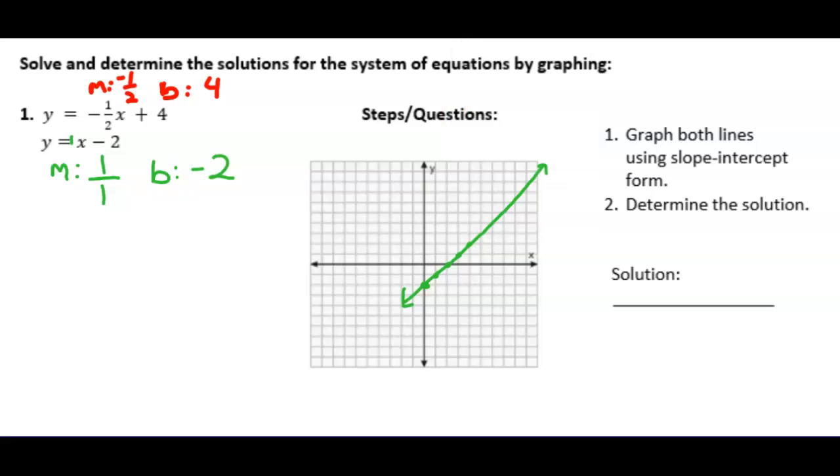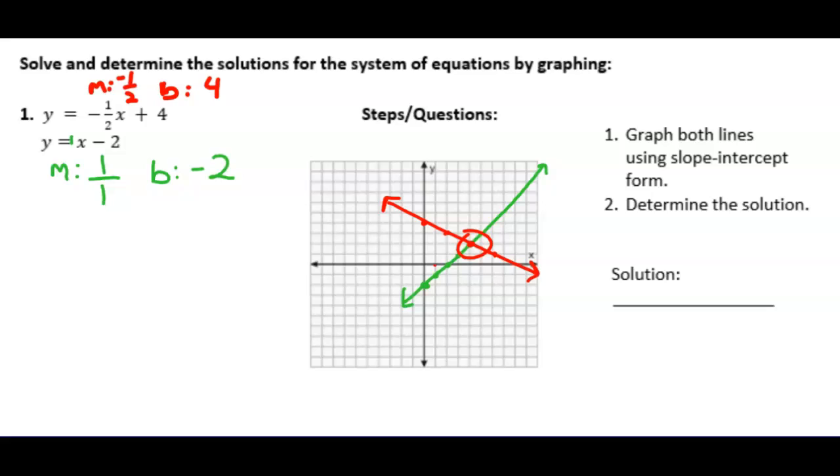Then I'm going to draw my other line. I go up 4. 1, 2, 3, 4. Down 1 over 2. Down 1 over 2. Down 1 over 2. And what do we notice? Those two lines cross each other. This point at which they cross each other is our solution. So, from this point forward, we need to determine what that solution is.